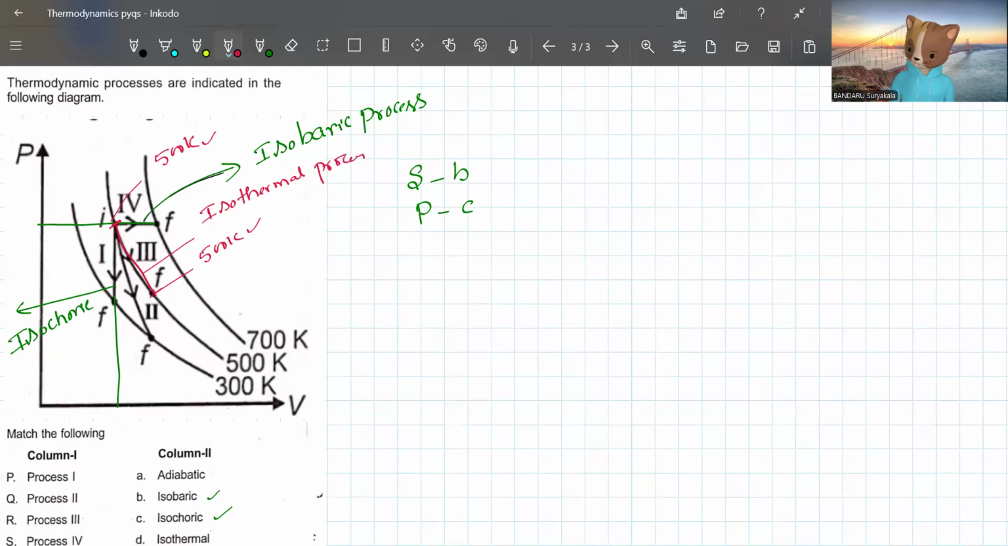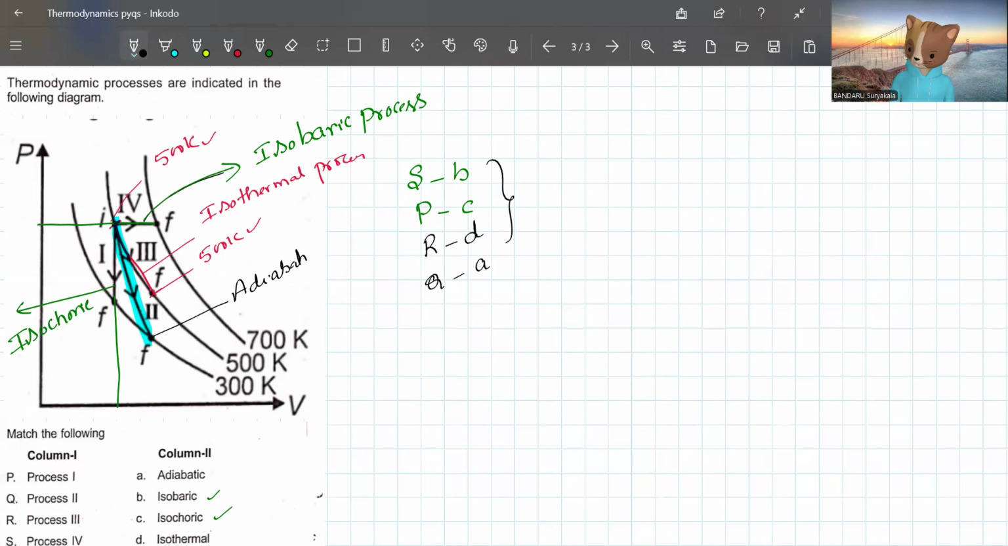But if you see this graph, the temperature is different, so it is adiabatic. Now process 3 is R. R is matched with isothermal D. And what is process number 2? Process number 3 is over. Process number 2 is Q. Here Q is process number 2. What do we have? It is an adiabatic process, that means A. So this is a correct matching.